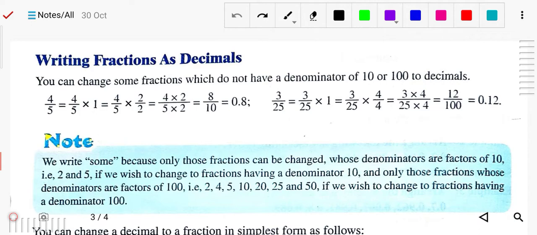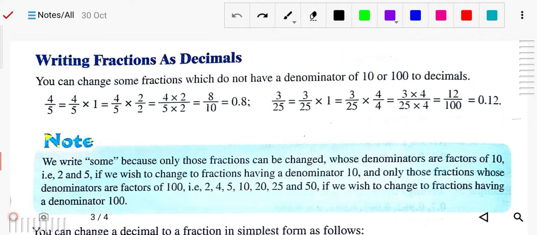Okay, so how can we write this fraction as a decimal? As we know, a decimal is a form of fraction, but it is a special kind of fraction whose denominators are multiples of 10. So that's why we can easily convert a fraction to a decimal. So how to change it, that procedure we will learn.